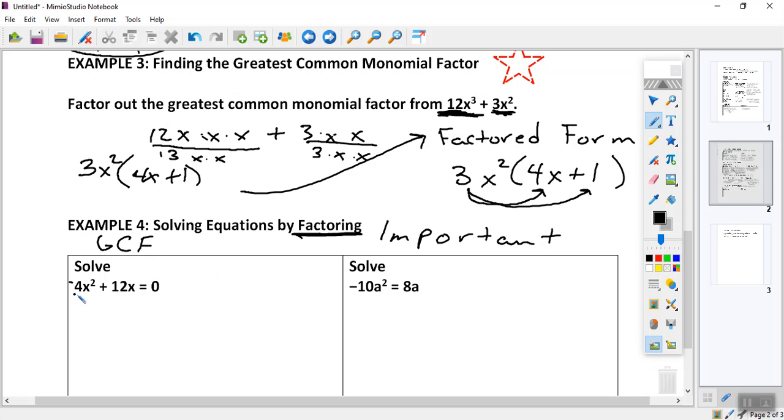Look at these two terms, 4x squared and 12x. Think of the 4 and 12 first. What can you pull out of 4 and 12? What factor would divide evenly into 4 and 12 other than 1? 4 will go into both, right?